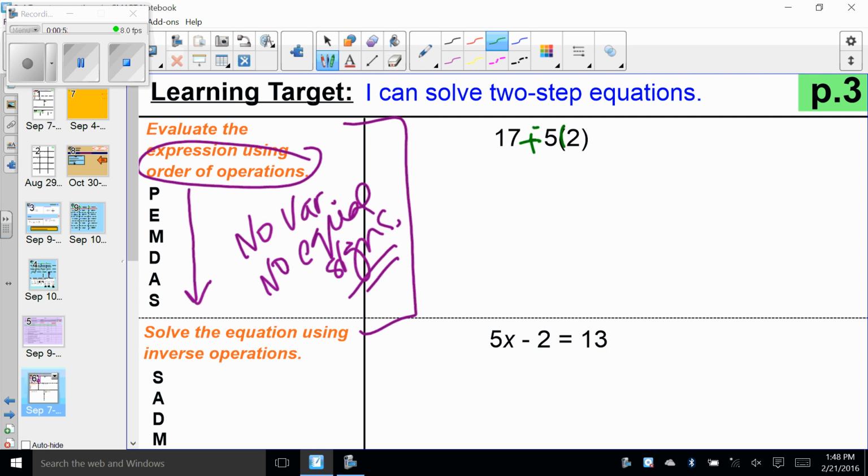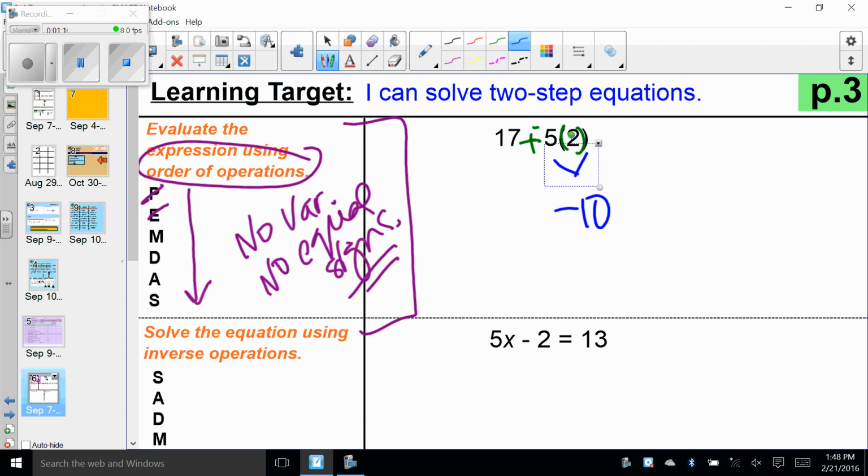Well, we do have a parenthesis, it's right here, but there's just one number inside of the parenthesis. So there actually isn't an operation there. There isn't any solving happening. So we're going to move on. After parentheses is an exponent, no powers in there. Multiplication happens next, which gives us negative 10.